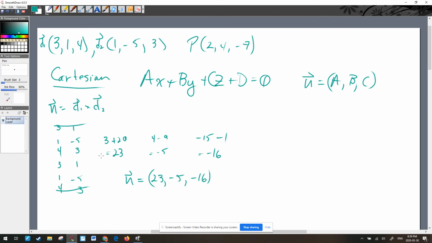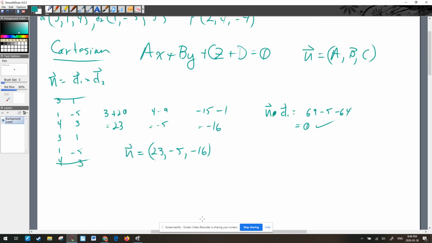To confirm that you've done it correctly, it's a really good idea to grab one of the vectors that you crossed and do a quick dot product to demonstrate that it's equal to 0, so that you know it's perpendicular. So I'm going to say n dotted with d1. That's going to be 69 minus 5 minus 64, which is 0. So I've done it correctly, and I feel good about that. This is in fact the normal vector.